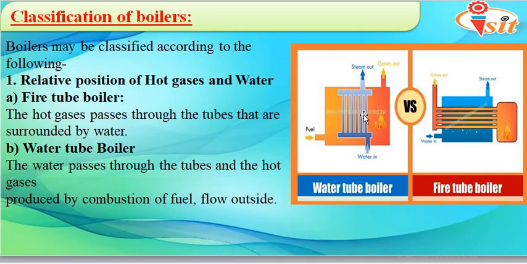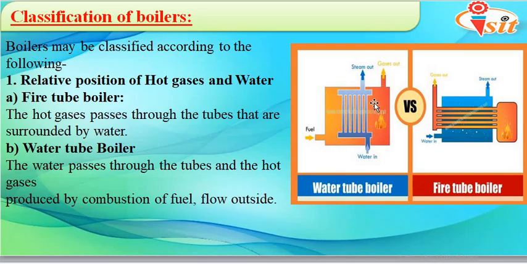If we consider the water tube boiler, then we just need to understand that inside the tubes we are having water, and outside the tubes we will be having flue gases or high temperature air flowing over the tubes. So if we are having such kind of arrangement inside the boiler, then it is called a water tube boiler.